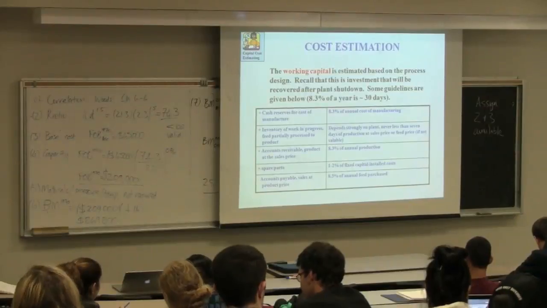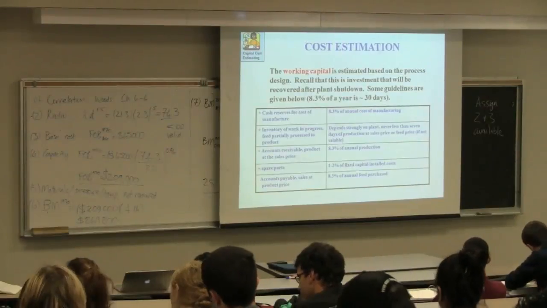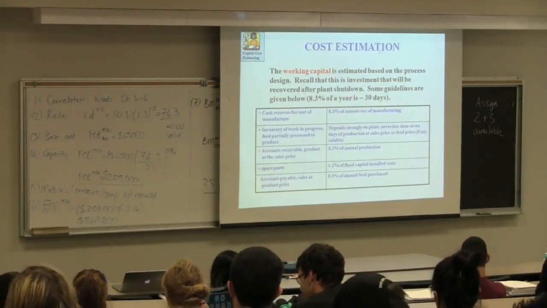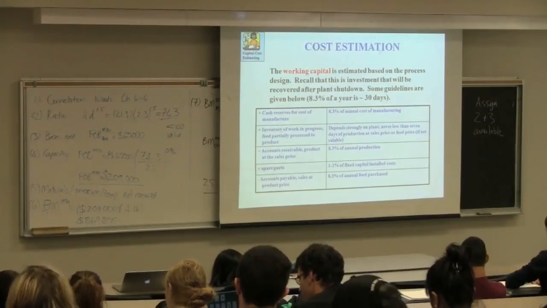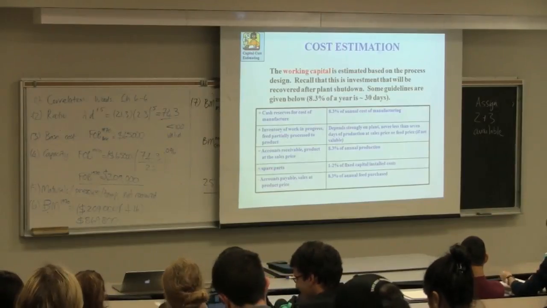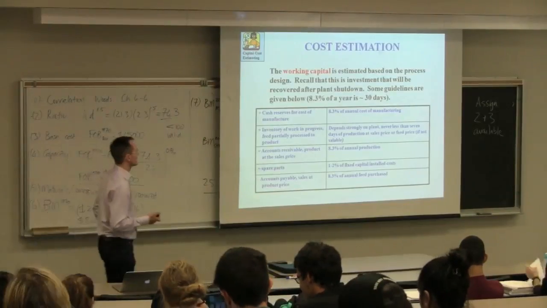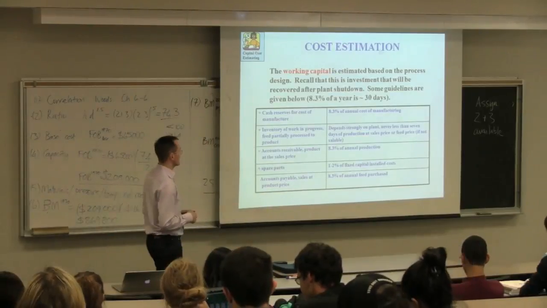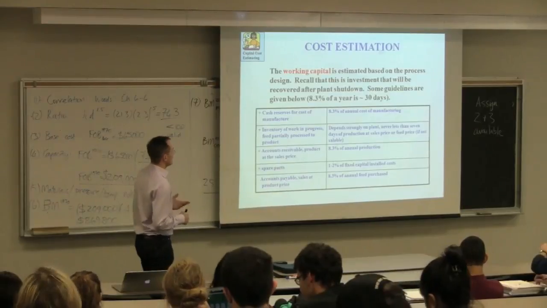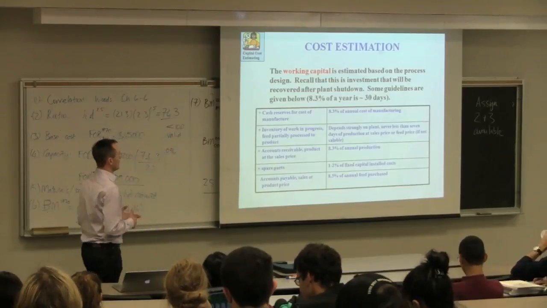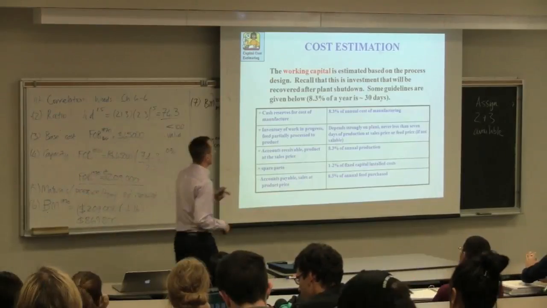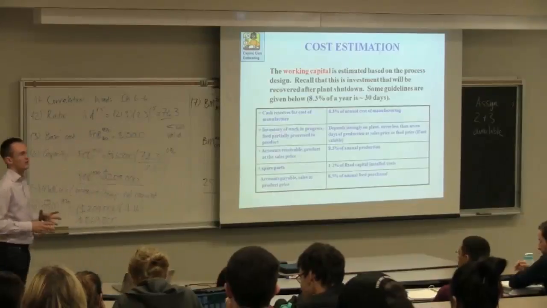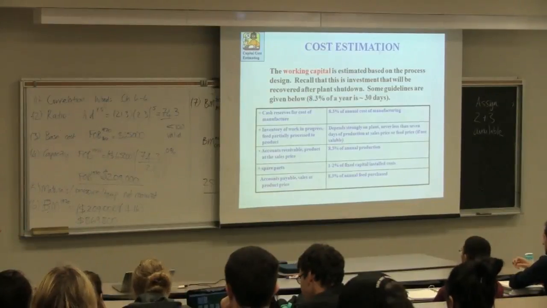We'll talk here about working capital. So working capital are the incremental costs that you need to have to set up your plant to start producing product. So this is cash that you need to purchase your initial charge of catalysts. This would be cash to purchase inventory for the raw materials to get started. And the general rule of thumb is to use about 30 days worth of material. So you'll see this 8.3% factor coming up. So based on your design for 1 year's worth of operation, take 8.3% of the annual amount.